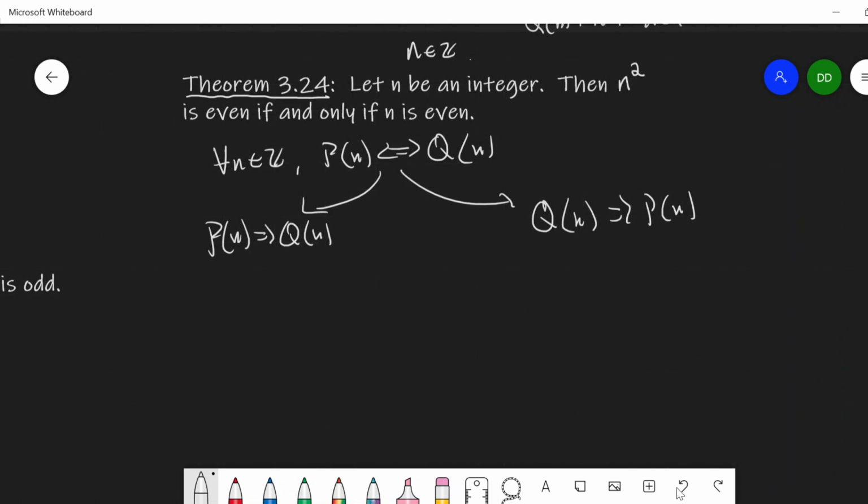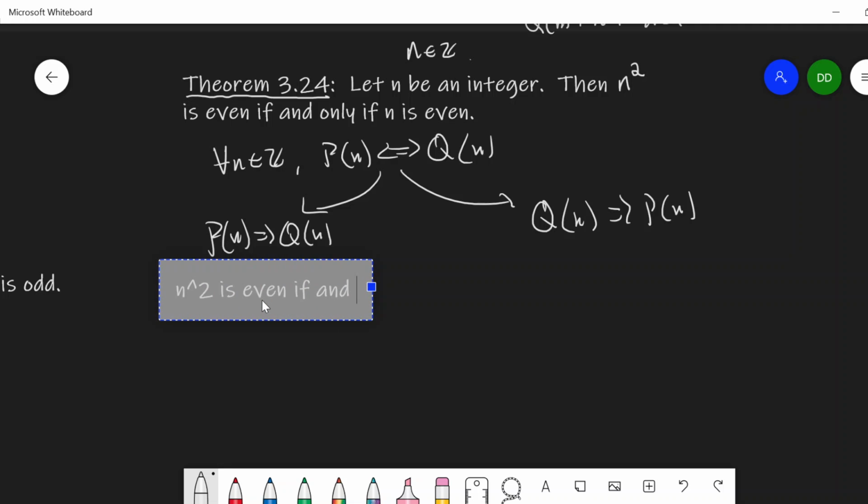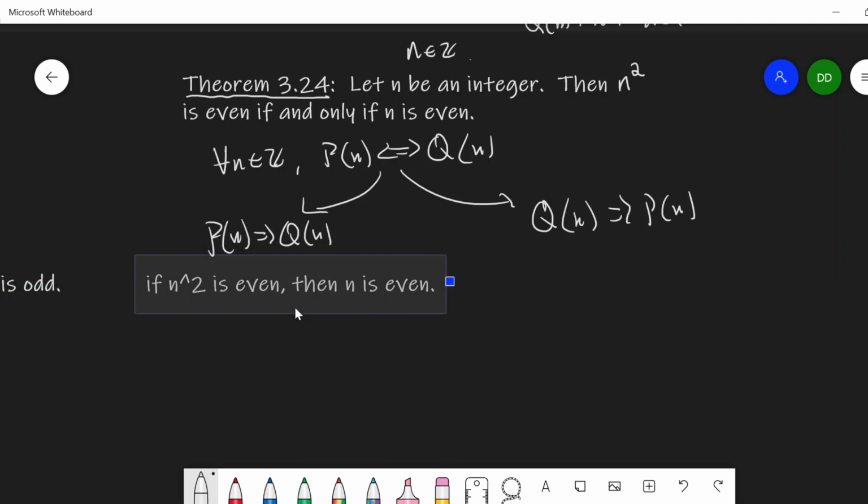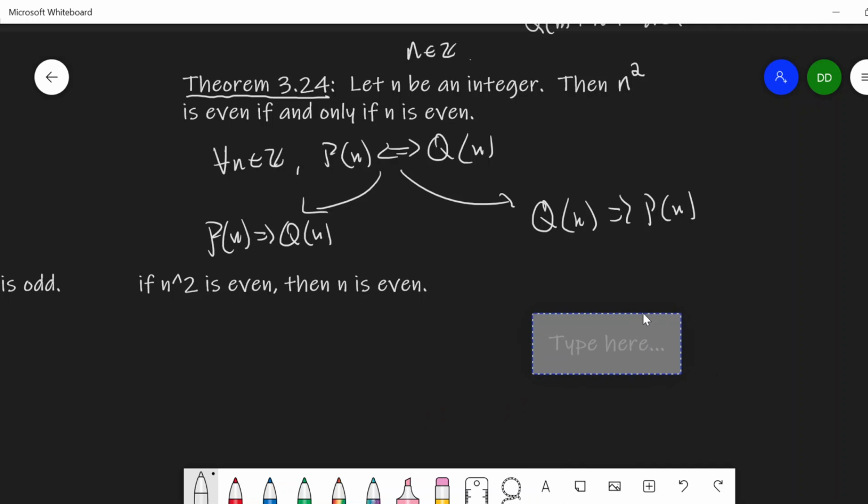So let's analyze both of these statements and identify if we should use contrapositive for one or both of them. So p of n implies q of n. This would be: if n squared is even, then n is even. So what do you think? Directly or by contrapositive? Let you think about that while I write this next one.